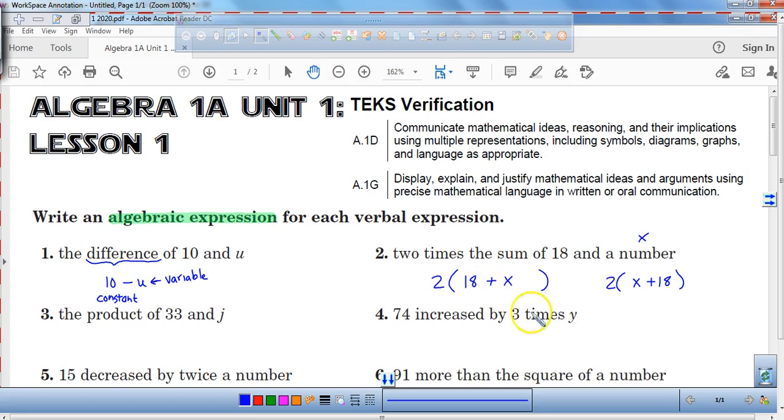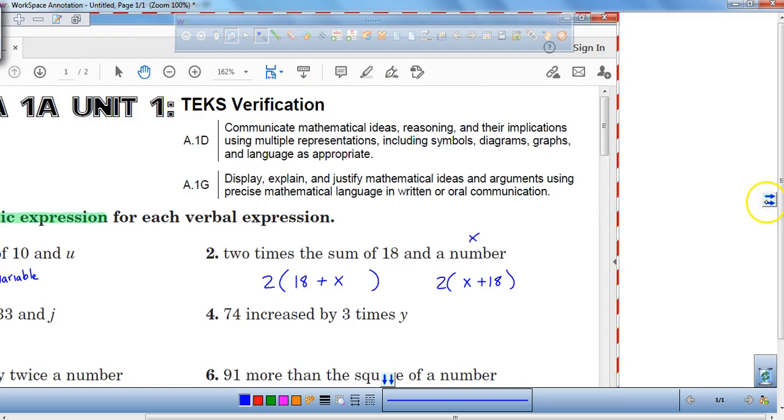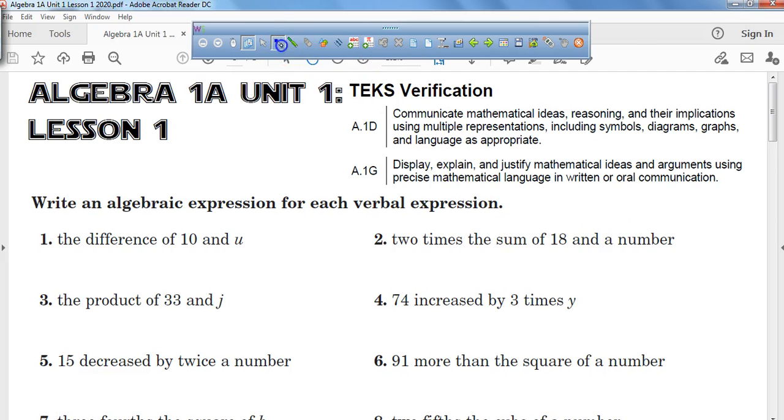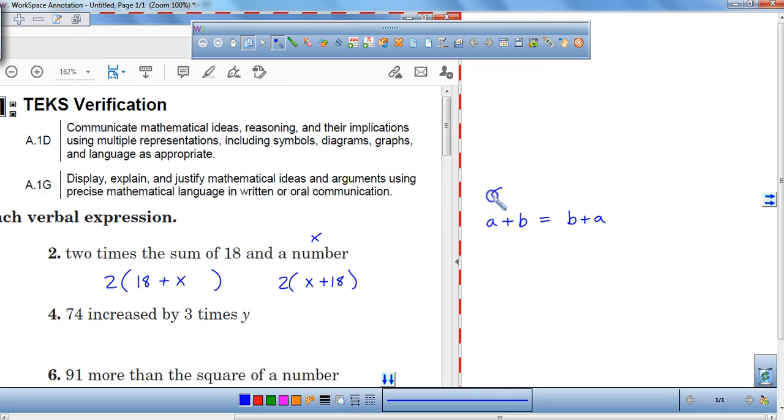So this is called the commutative property, to go from here to here. So what is the commutative property? A plus B equals B plus A. So I'm going to go and spell commutative. Think of a commute. When people commute between work and home, that means they're traveling. So we're moving these numbers.